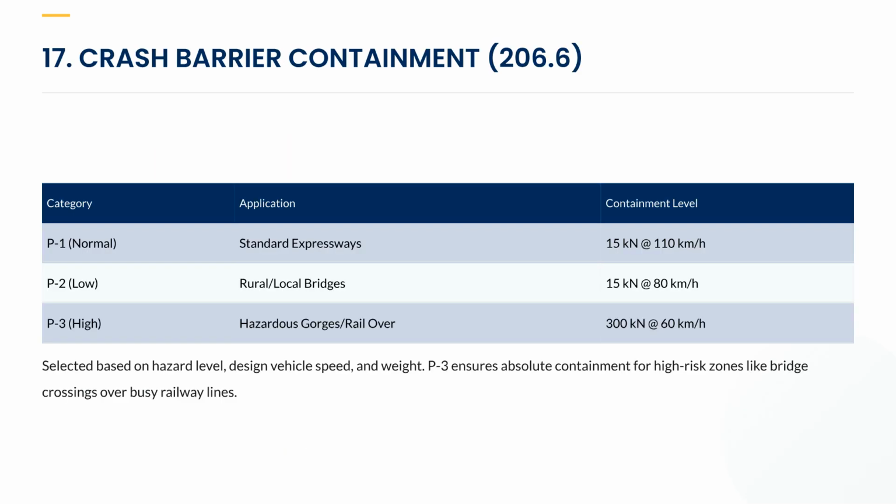Crash barrier containment levels, from P1, normal, to P3, high, are selected based on the hazard level and design vehicle speed and weight. P3 ensures absolute containment for high-risk zones.